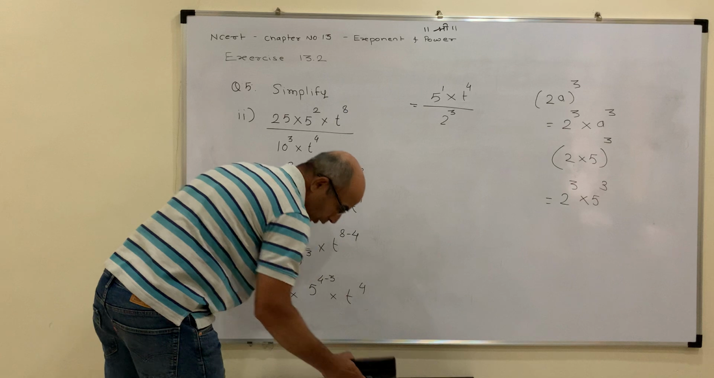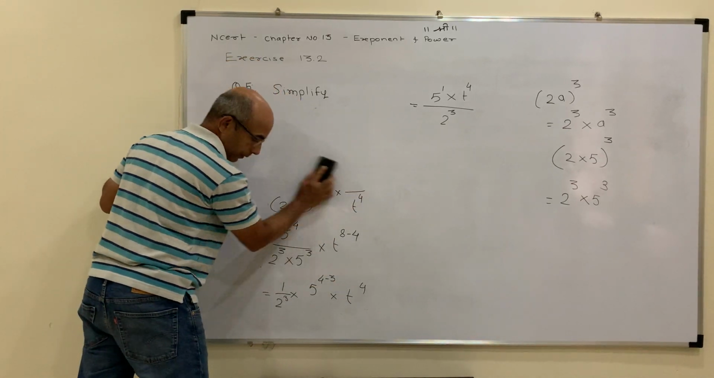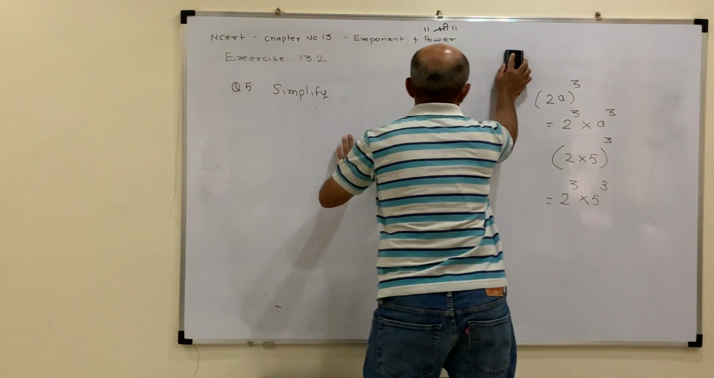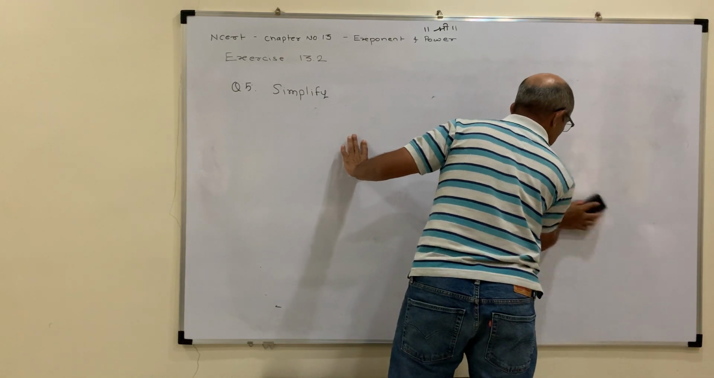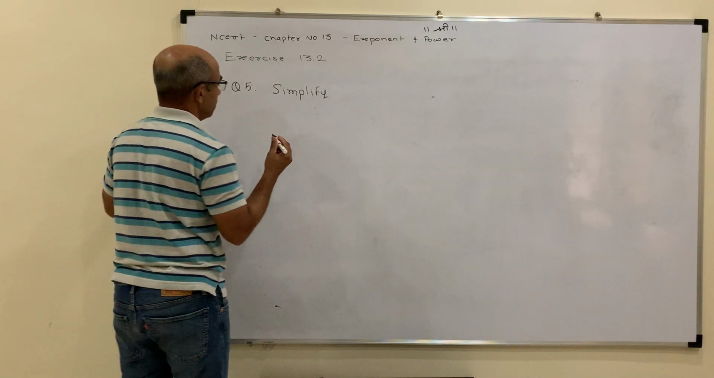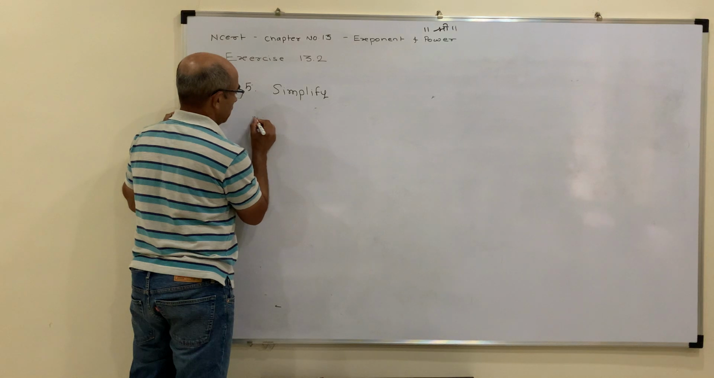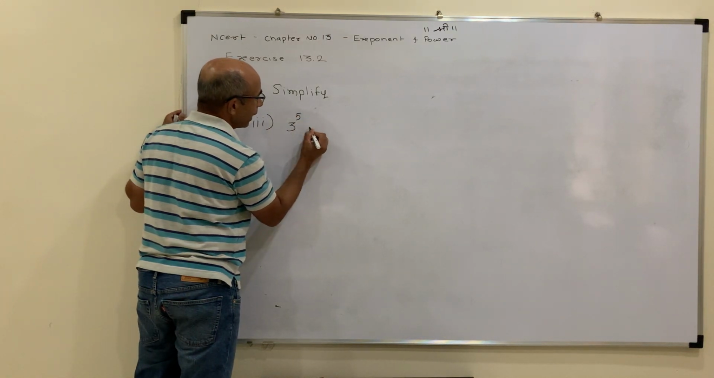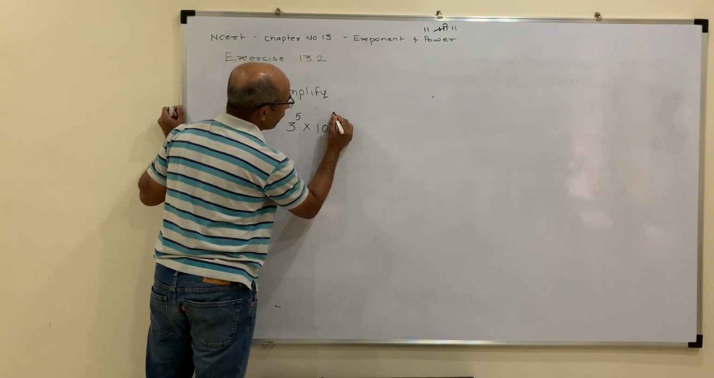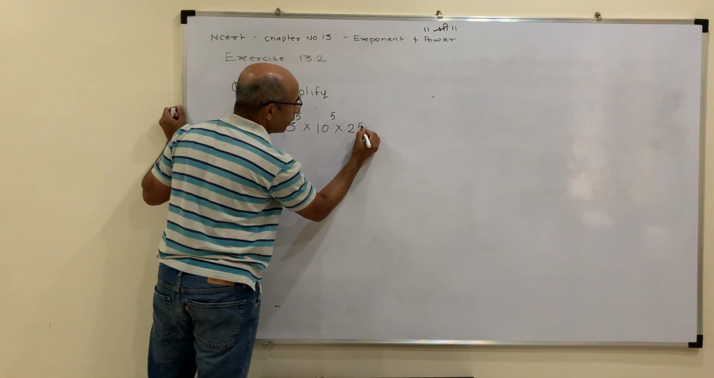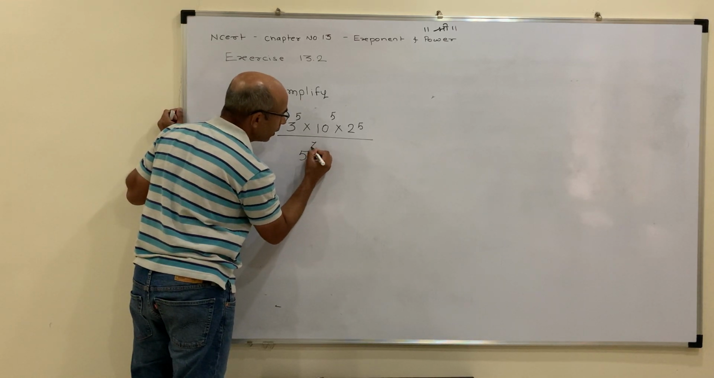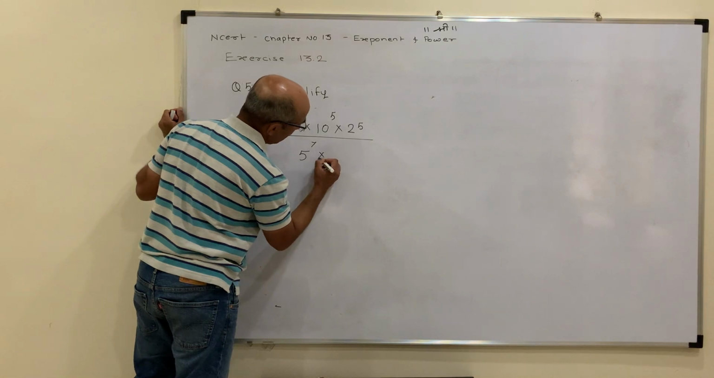So now let's move on to the next one. Third, 3 raised to 5 into 10 raised to 5 into 25 divided by 5 raised to 7 into 6 raised to 5.